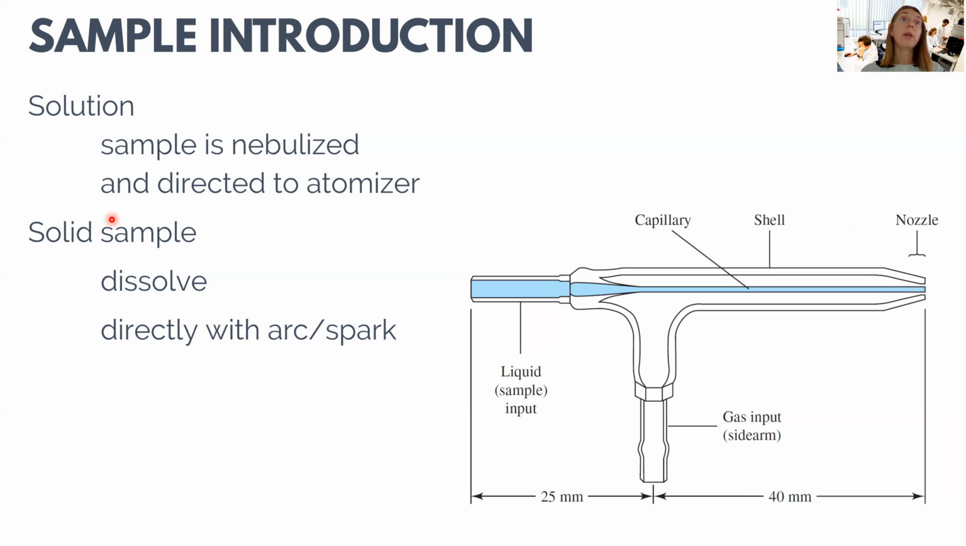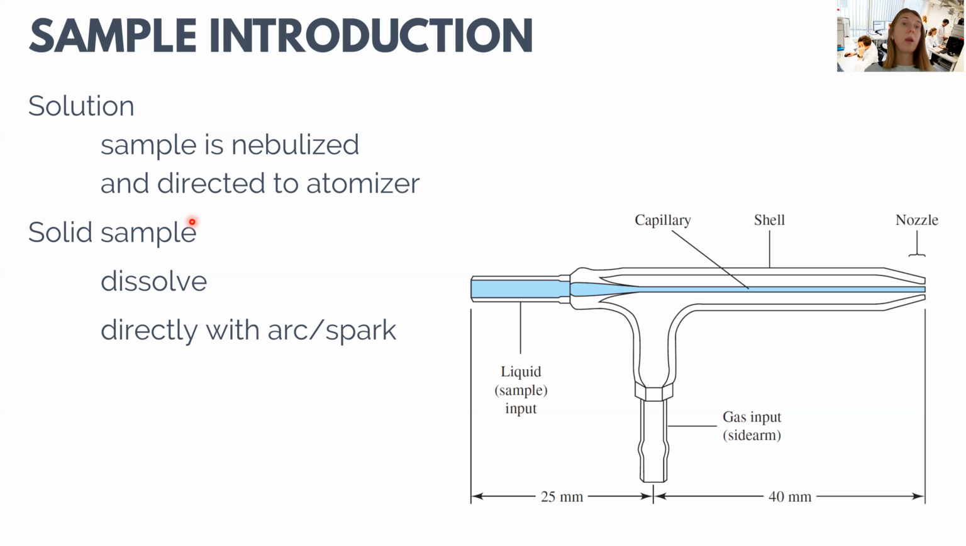However, in case of solid samples, we have two options. Either we dissolve them and then nebulize them and bring them to the atomizer, or if we are using arc or spark as atomization sources instead of flame, then we can also analyze solid samples directly. However, nowadays this is not really very common due to the fact that arc and spark do not allow quantitative analysis.